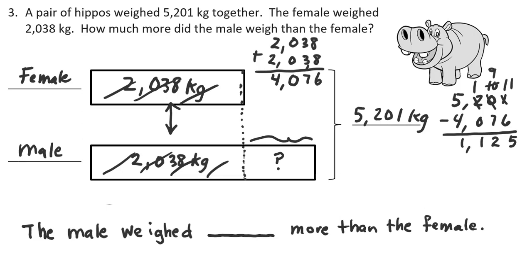That tells me that the male weighed 1,125 kilograms more than the female. And that's that missing piece here. This is the 1,125. So you can see how the tape diagram kind of helps us think through these more complicated word problems.